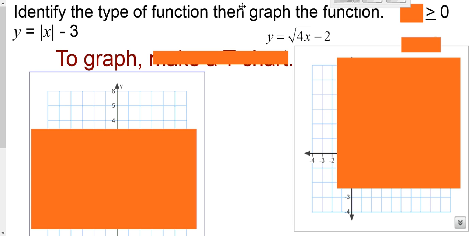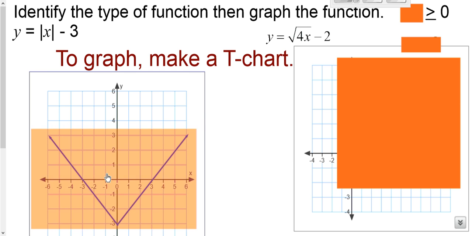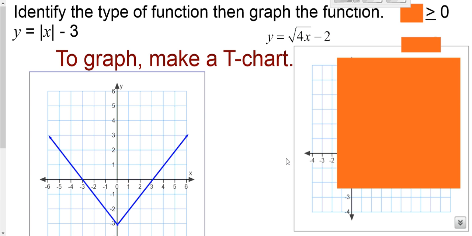Now, to be able to graph any of these functions, you can always go ahead and make yourself a t-chart. If you make a t-chart for here, remember, you can make an xy chart, but you set what's on the inside of the absolute value to be 0. And in this case, we just get x being 0, and then you choose points on each side of that on your t-chart. It's absolute value, so you're going to get that V shape when you plot your points.